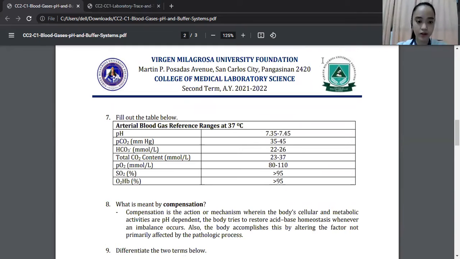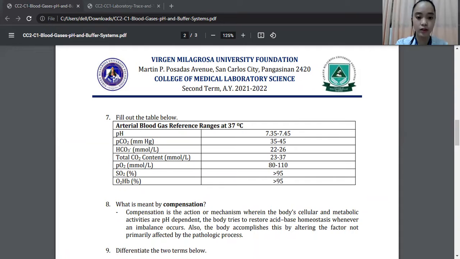Arterial blood gas reference ranges at 37 degrees Celsius. pH 7.35 to 7.45. Partial pressure of carbon dioxide naman, in millimeters of mercury, is 35 to 45. And bicarbonate, in millimoles per liter, ay 22 to 26. Total carbon dioxide content naman, millimoles per liter, ay 23 to 37. Partial pressure of oxygen, 80 to 110. Oxygen saturation percent, greater than 95. Same with oxyhemoglobin, greater than 95 din.